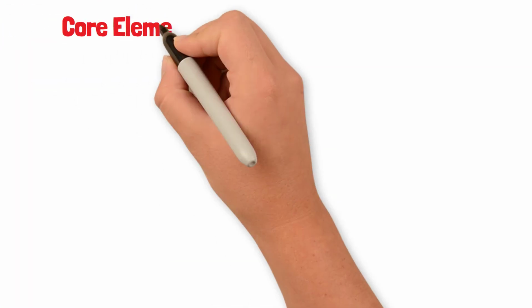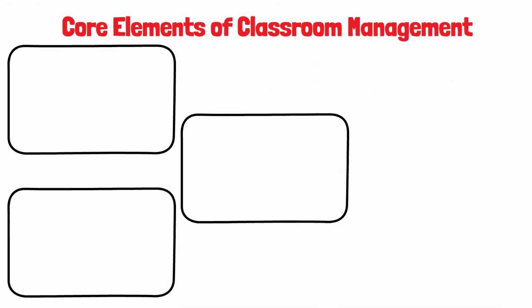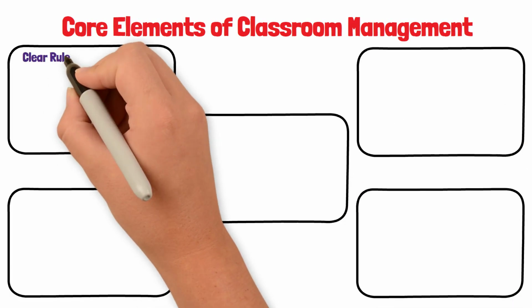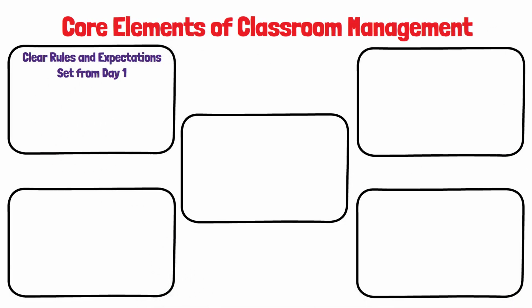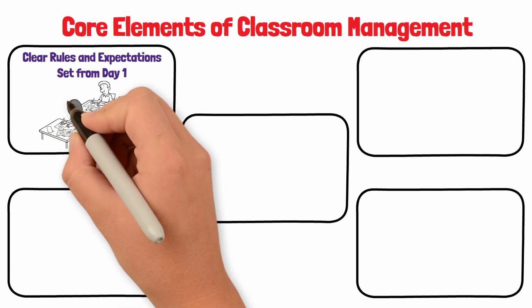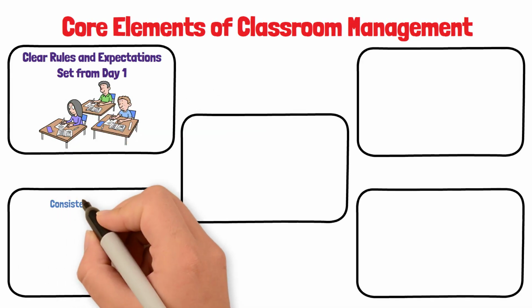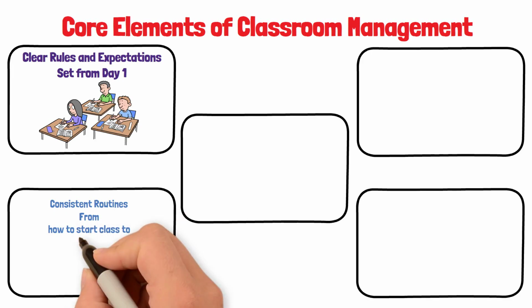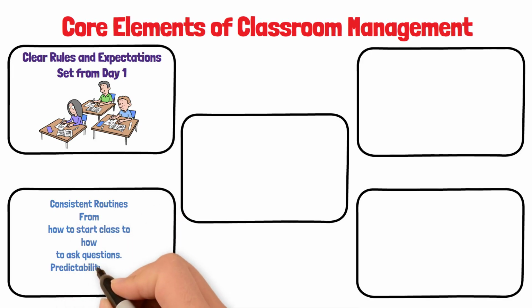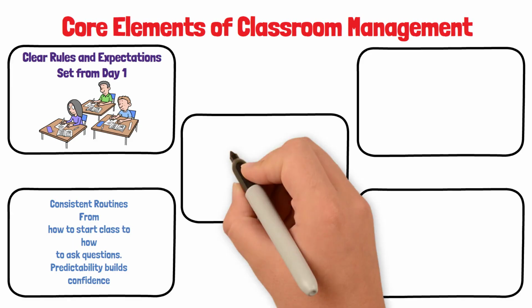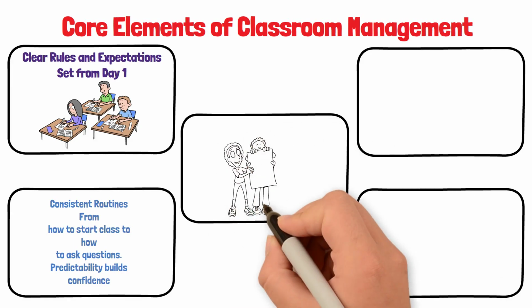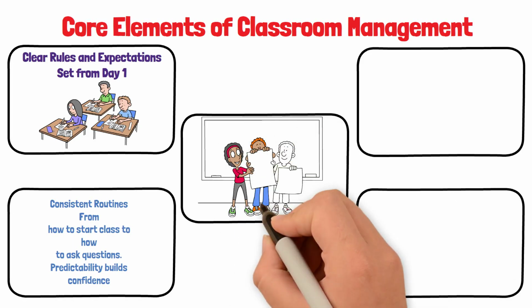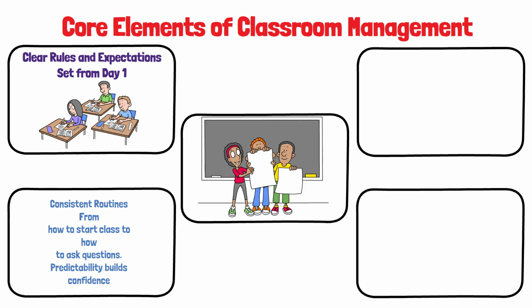Core elements of classroom management. Here are the foundational pieces. Clear rules and expectations set from day one. Students should know what's okay and what's not, and why. Consistent routines, from how to start class to how to ask questions. Predictability builds confidence. Positive relationships. Students learn best when they feel seen, heard, and respected. A kind word can go a long way.